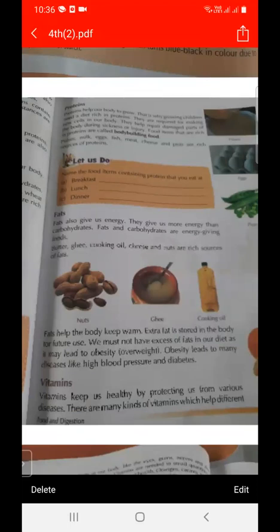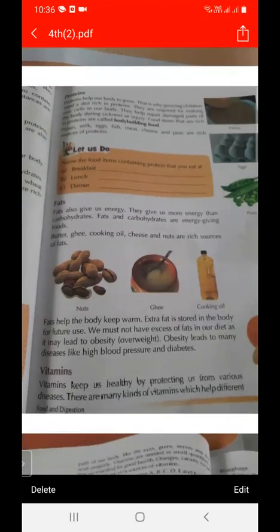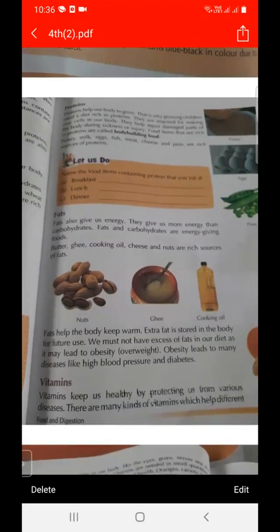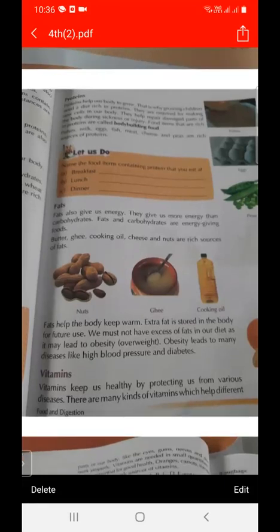So what do you mean by proteins? Protein is called bodybuilding food. It helps us to grow. And how can we obtain protein? Pulses, milk, egg, fish, meat, cheese, and peas are the rich sources of protein.